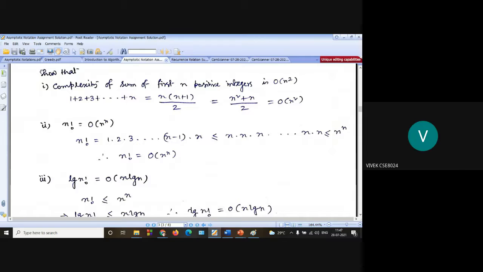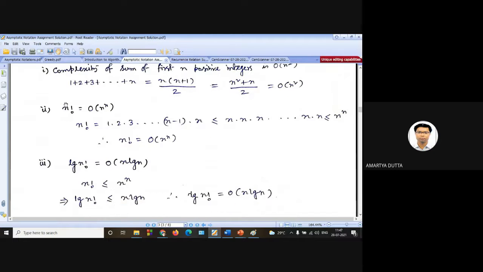Second one, n factorial. We can write n factorial as 1, 2, 3 up to n minus 1 into n. This is the formula for n factorial, right? There are n terms: 1, 2, 3 up to n minus 2, n minus 1, n. Here 1 is less than or equal to n, 2 is less than or equal to n, 3 is less than or equal to n, n minus 1 is less than or equal to n, and for the last term, n is less than or equal to n.